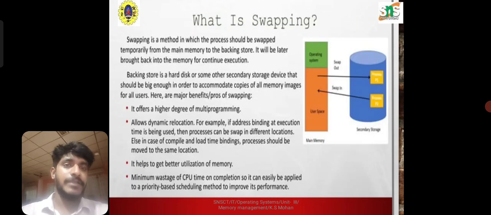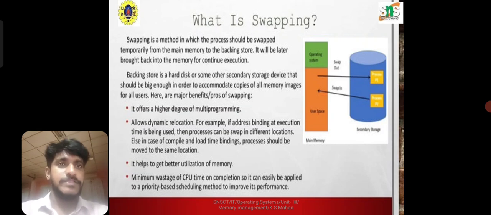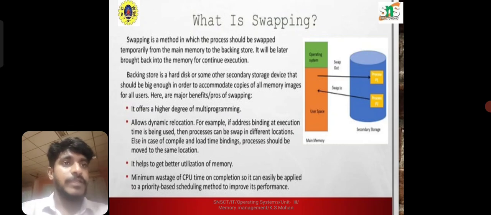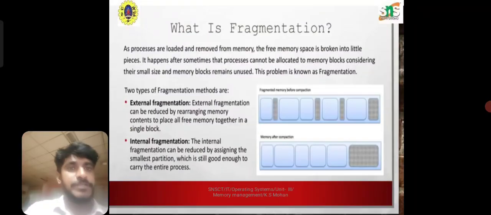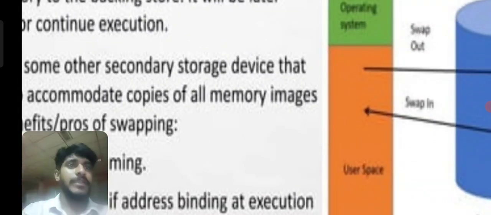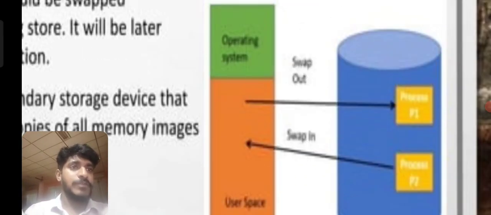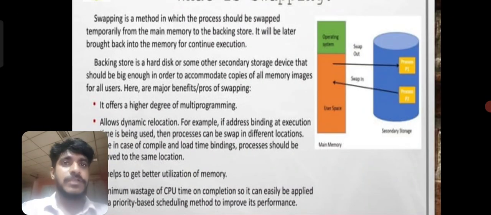So what is swapping here? Swapping is a method in which a process is swapped temporarily from the main memory to the backing store. It will later be brought back into memory for continued execution. In the picture, we have the main memory with the operating system and user space, and in the secondary storage we have process P1 and process P2. They will be swapped out and swapped in whenever they are needed.